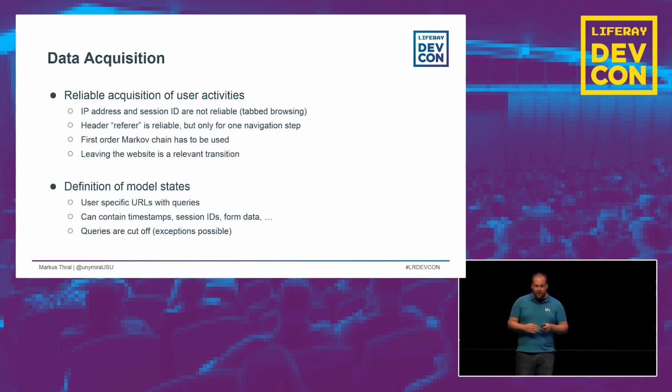What we also need is a reliable source of states for our model. But a URL is not only the path and the host. It's also, for example, the query or the fragment. The fragment is not important. We can cut that off. And also, the query makes a lot of problems. It could contain a timestamp. It could contain form data. It could contain everything we can imagine. So the simplest solution is we cut it off. It worked quite good. Exceptions are configurable possible. Okay.